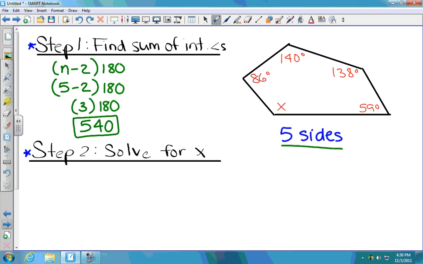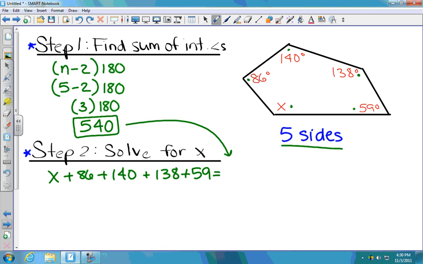The second step is to actually solve for x. So I'm going to take every single one of these angles, all 5 of them, because it's a 5-sided figure, and I'm going to add them up. So I'm going to start with my x just so that I have that in front. I'm going to add the 86, 140, 138, and 59. All of that equals my 540, which is what I'm going to put down here.